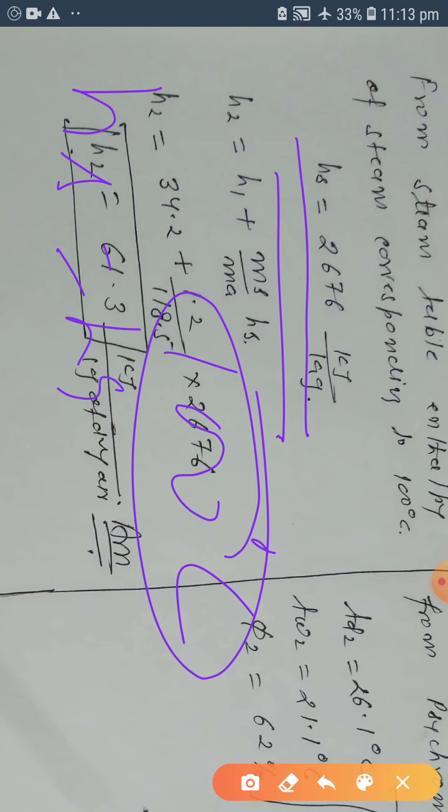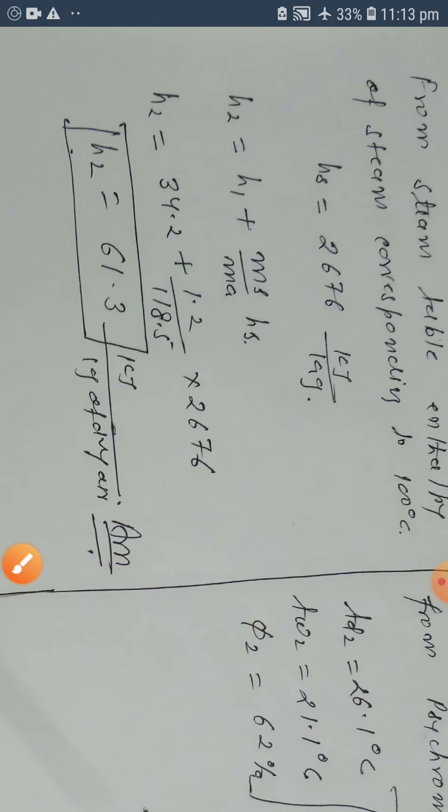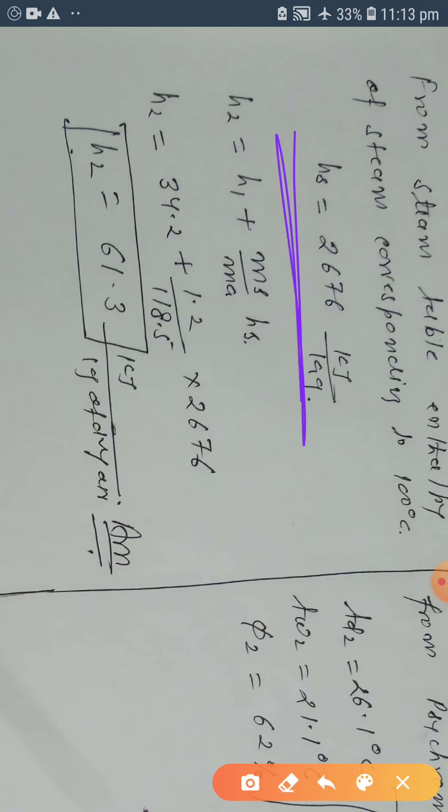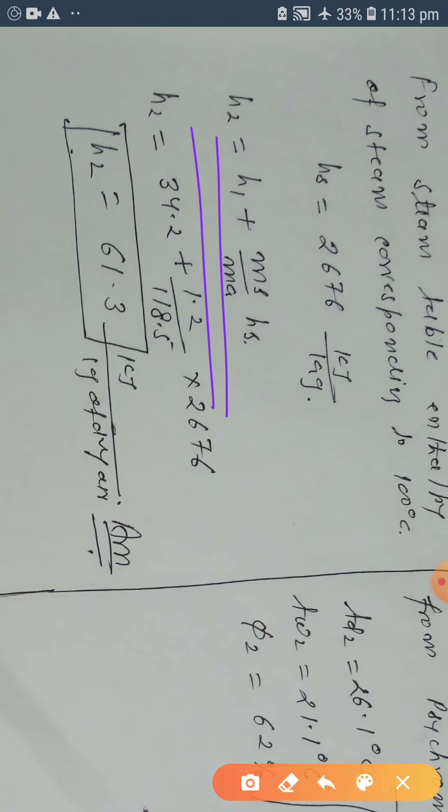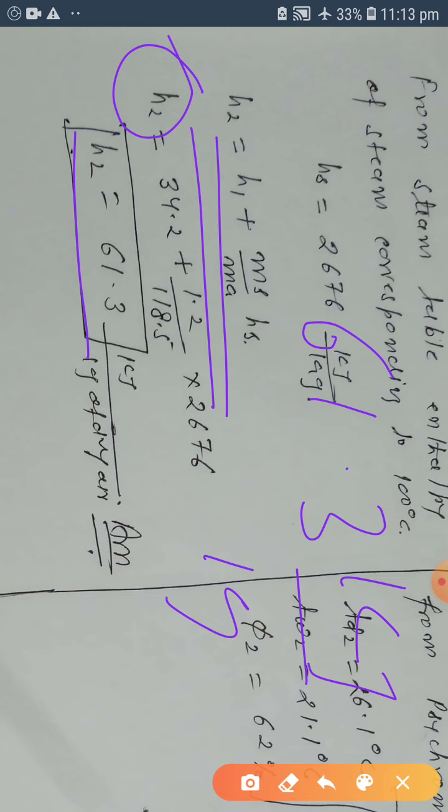Hg you may calculate. So this is the enthalpy from the steam table. From the steam table you find the enthalpy of the steam corresponding to 100 degrees centigrade. So all the quantities you know, so calculate H2. H2 is equal to 61.3 kilojoule per kg of dry air.